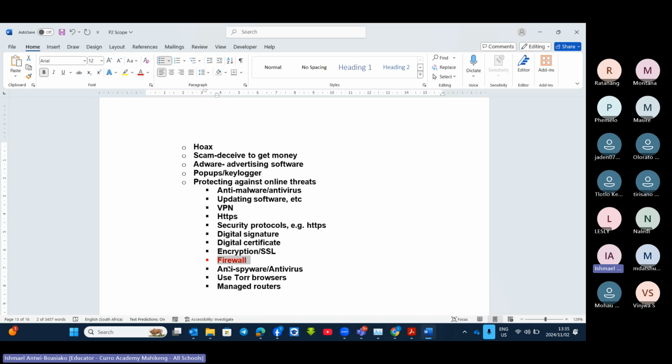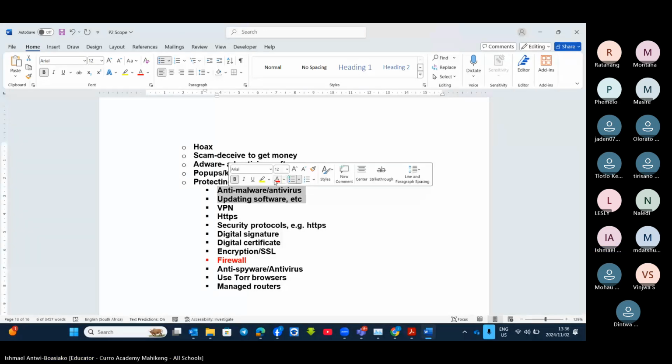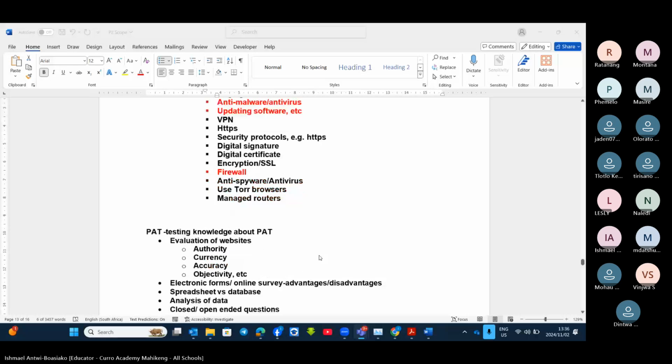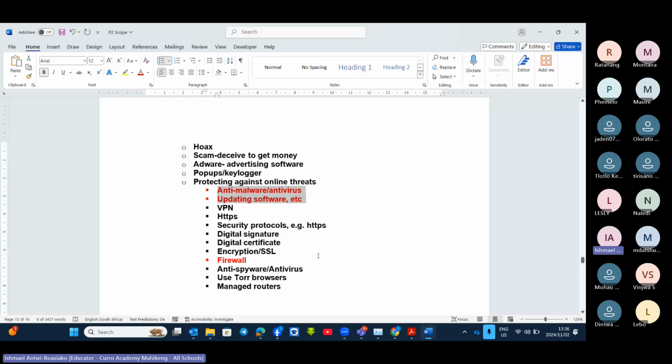A firewall can be used to protect oneself against online threats, a VPN as well, or installing antivirus software, updating your software, having digital signatures or a digital certificate as well. So the easier ones that you can easily remember are these: antivirus, updating software, and also firewall. Like I said, you must always stick to at least 2 or 3 points that will save you. Right. Any question about this? Any question?